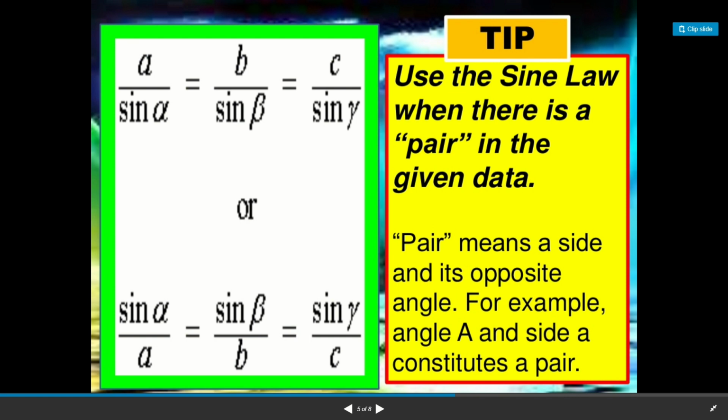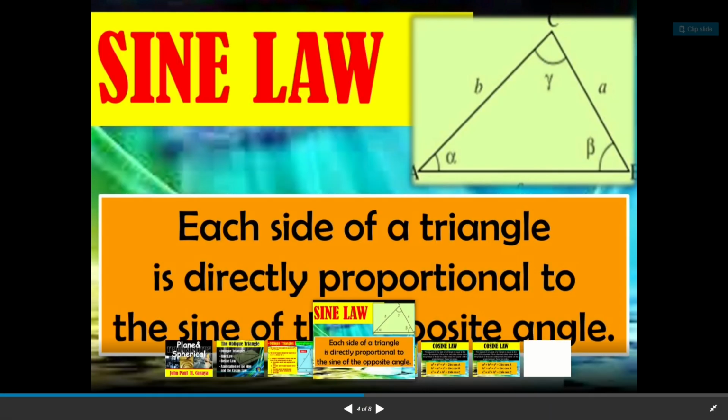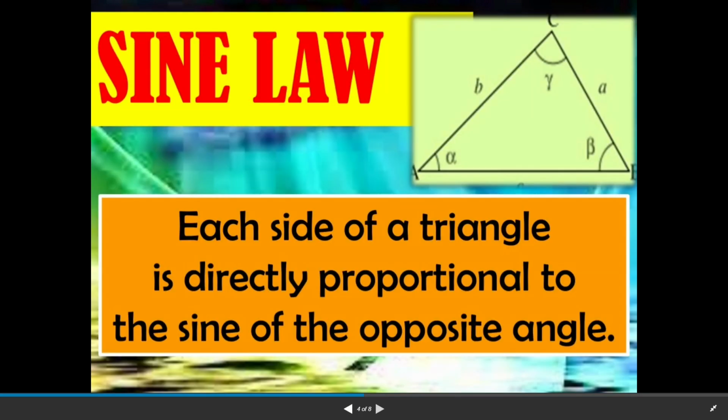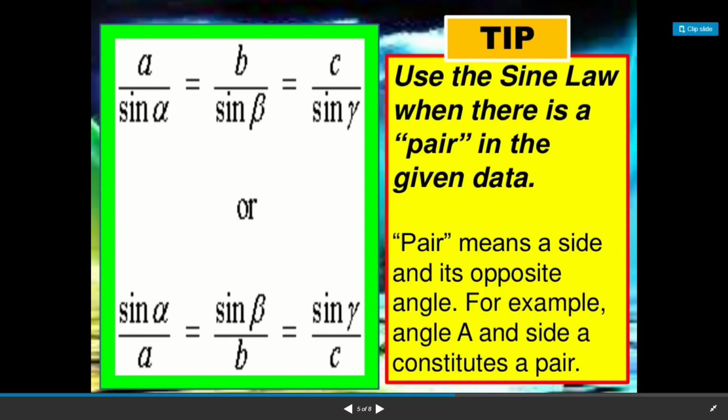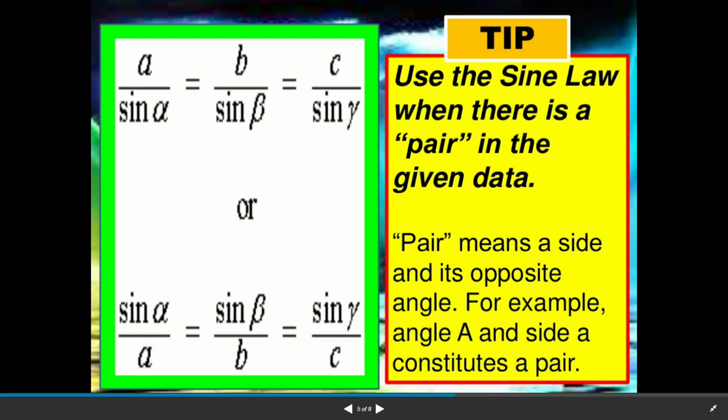We can also say that that is sine A, capital A. Remember that in our previous example, we denote all angles in capital letters, so we can use also that one. Take note that you use sine law when there is a pair in the given data. When we say pair, it means a side and its opposite angle. For example, angle A and side A constitute a pair. And we're going to discuss this later on when we discuss our lesson.